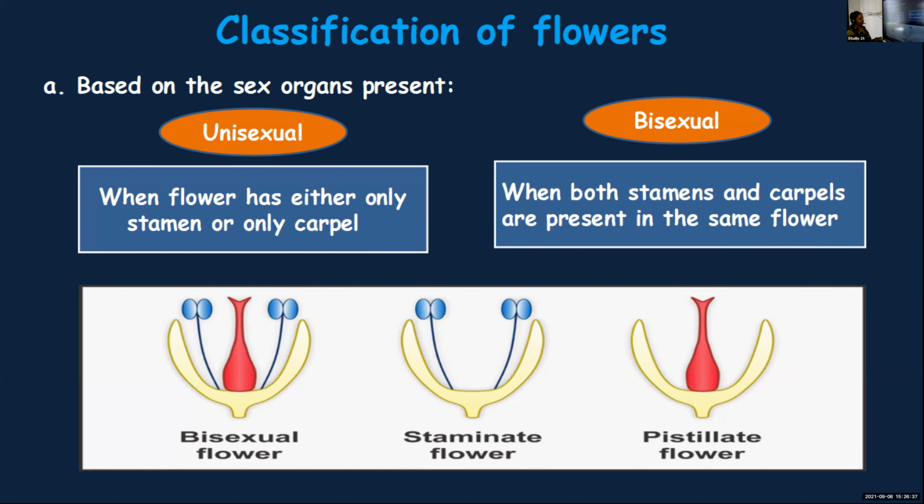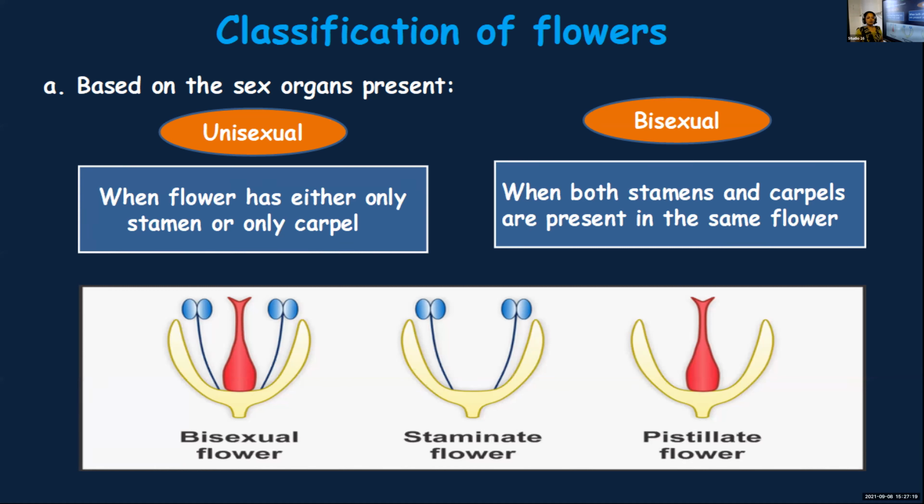Whereas the second and third figures are examples of unisexual flowers. We call them staminate or pistillate flowers. In the second flower, only stamens are seen, so it is a male flower, or a staminate flower, because only stamens are present. The third one is also an example of a unisexual flower. Here only the pistil is present, so you can call it a female flower or a pistillate flower. So this is the classification of flowers on the basis of the sex organs present.